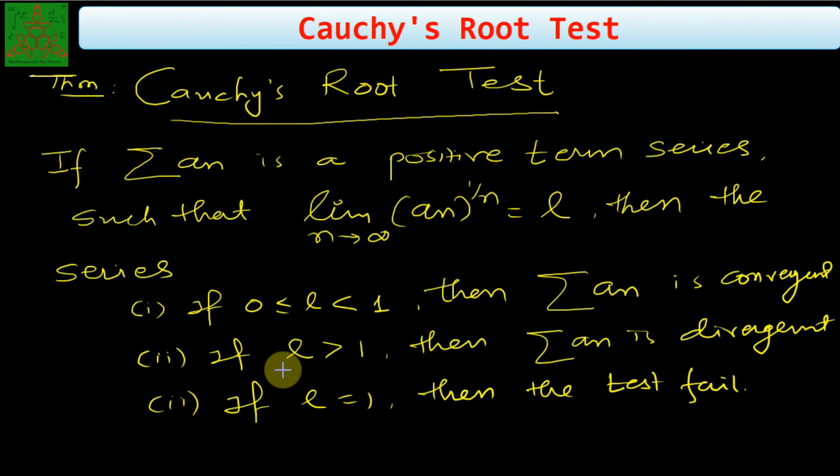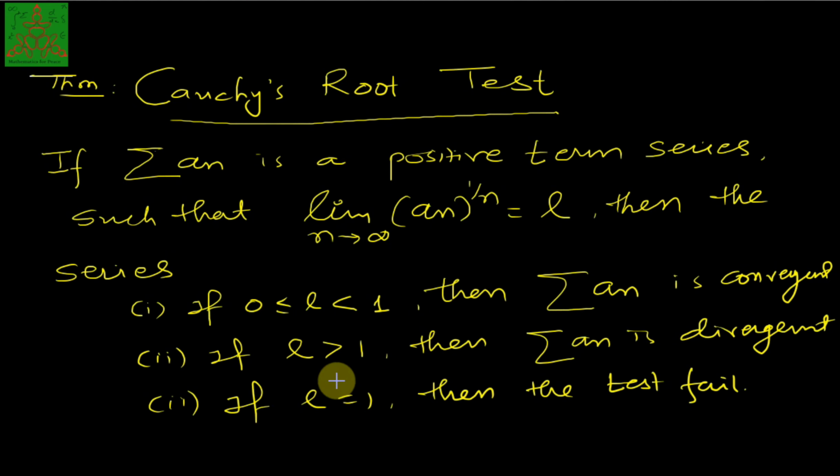These statements are the same as the D'Alembert ratio test, which says that if the value of L is between 0 and 1, then the summation of an is convergent. If the value of L is bigger than 1, then the summation of an is divergent. And if L is equal to 1, then the test fails. Let us try to prove this statement, and then we'll solve a couple of examples related to this root test.